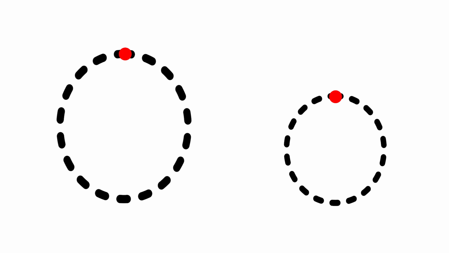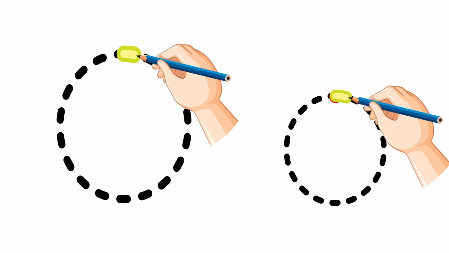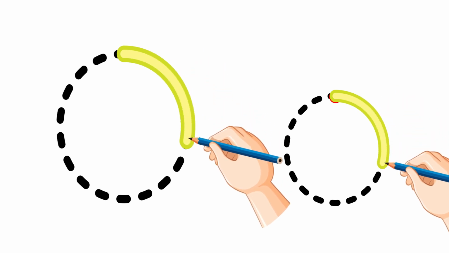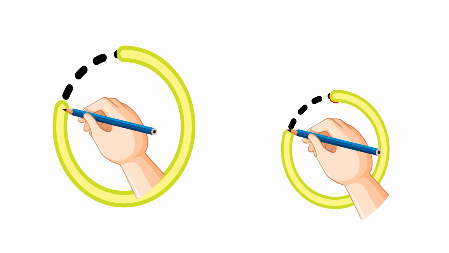Let's learn to write letter O. It's very easy. Can you see the red dot? Place your pencil on the red dot and move it on other dots. It is very easy. Now, practice to write capital and small letter.